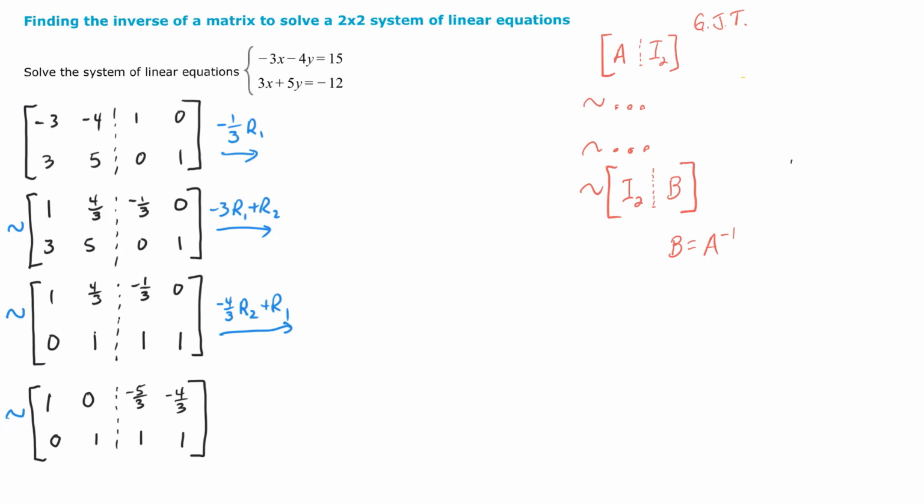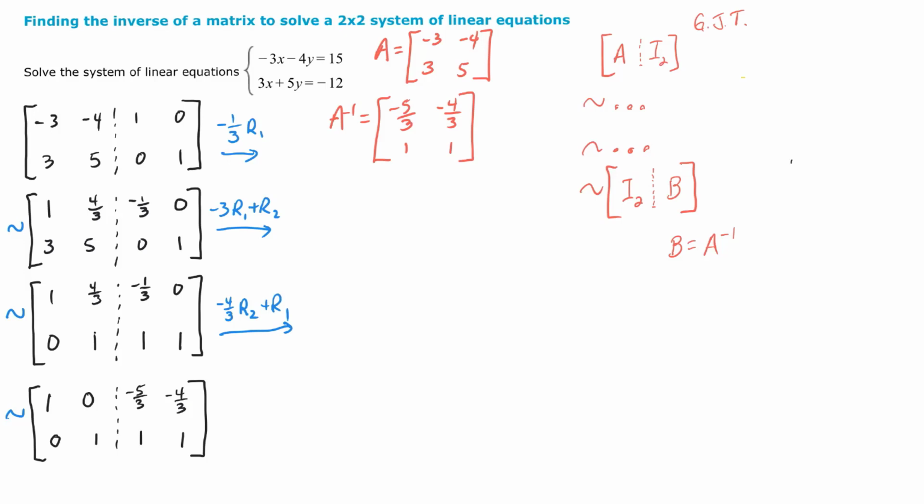So there's our matrix B on the right-hand side. This looks like our matrix B. In fact, this is going to be the inverse of A. Why don't we rename that? We now have the inverse of A is equal to bracket -5/3, -4/3, and then 1, 1. Now you might be wondering what A is. A is bracket -3, -4, 3, 5, right?